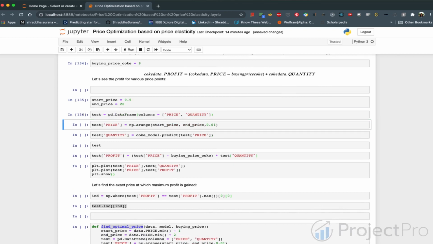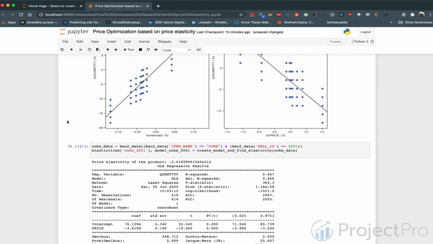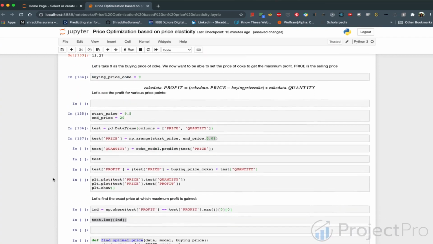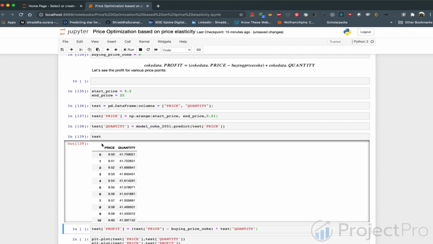So now we create a test data frame with price and quantity, and we shall vary the price from the start price to the end price in steps of 0.01. There's no currency that goes into smaller steps than that. So we are varying price from 9.5 to 20 in steps of 0.01. And we shall calculate the quantity for the same. Now the Coke model that we will be using for this, if you remember, one of the Coke models gave an error. But we are using 2051, so we shall use the Coke model 2051 to predict what the quantity will be at all the various price points that we want to explore.